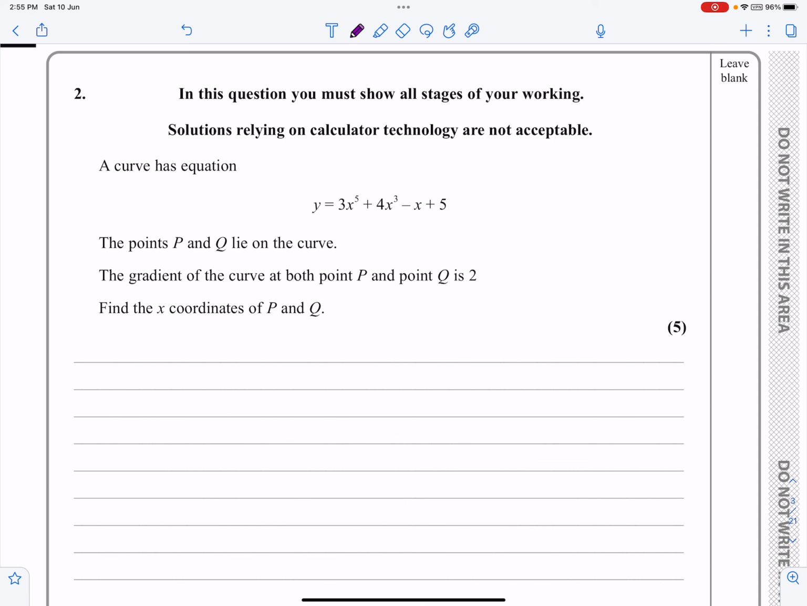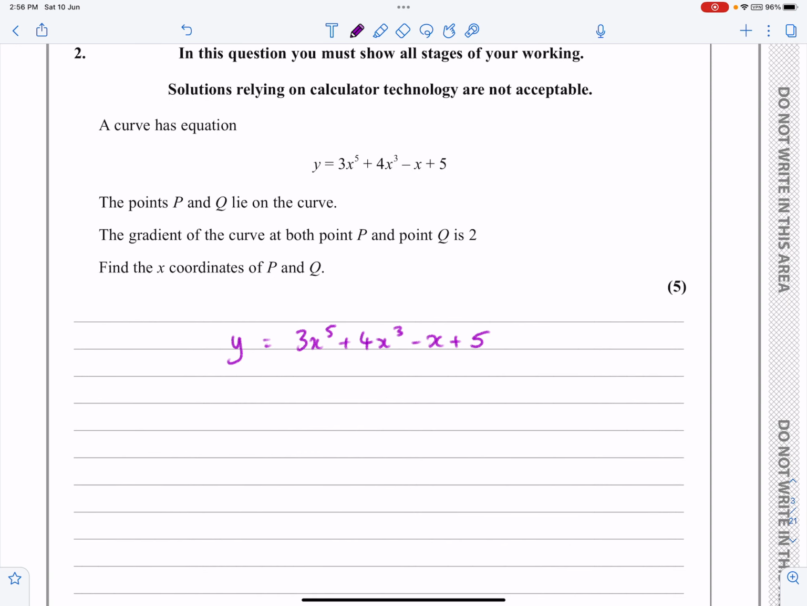We have a curve that has the equation y is equal to 3x to the 5 plus 4x cubed minus x plus 5. So straight away that's a little bit unusual because we've got to the power of 5, which we don't very often have. And it says points P and Q lie on the curve and the gradient of the curve at these 2 points is equal to 2.